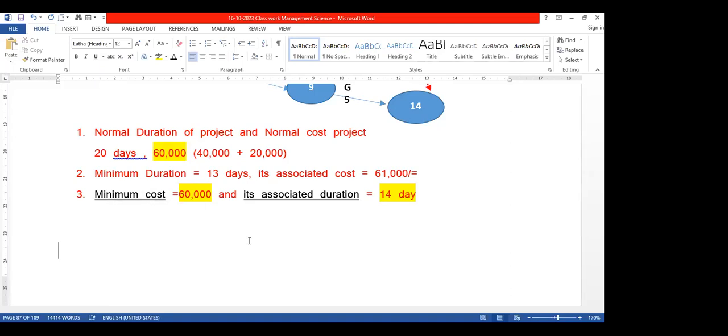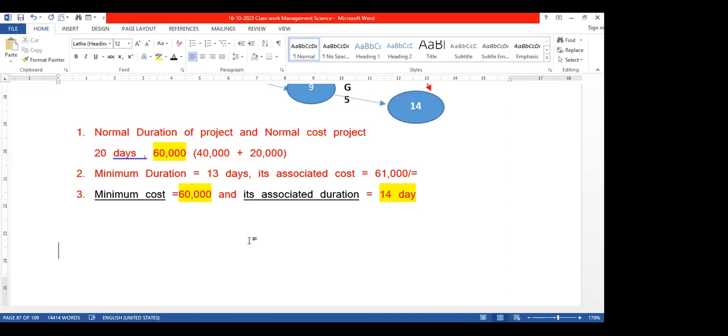There is no very specific standard methodology to learn, but by understanding the realities, we can do these calculations. Like transportation assignments, even without understanding, we can do it if you know the methods or procedures clearly. But here, we have to critically think in this section. So the third one is about minimum cost and its associated durations.